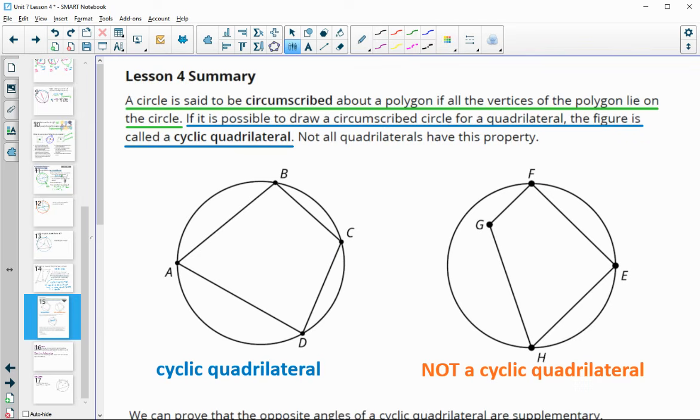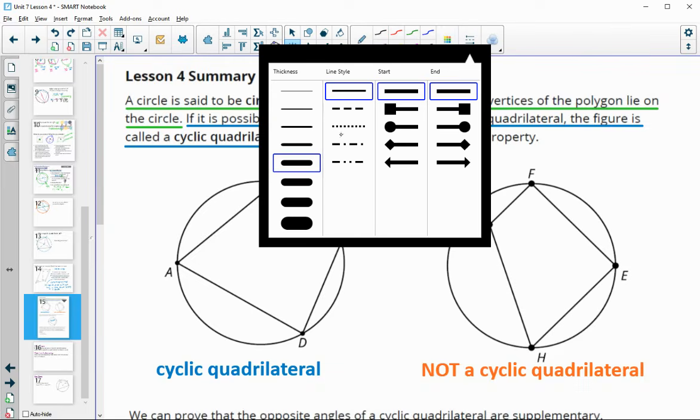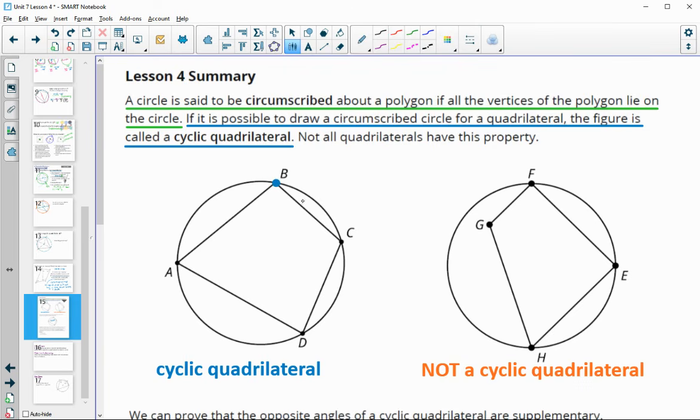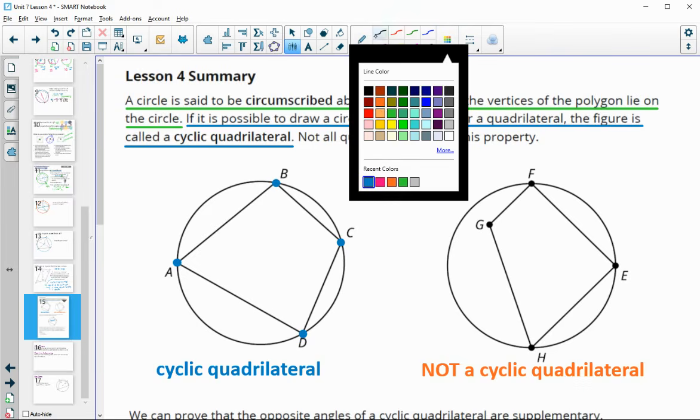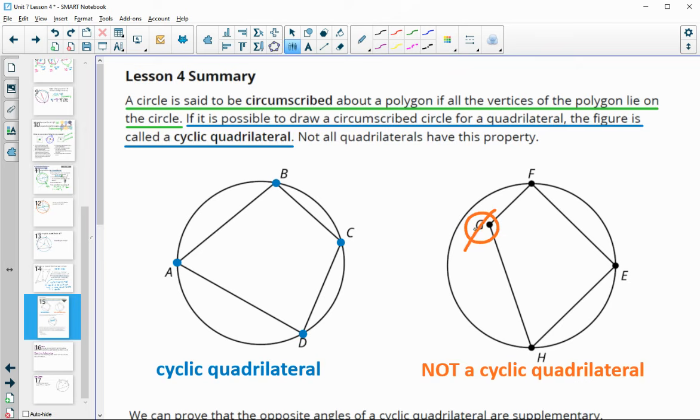All right, then let's take a look at the lesson summary. We said a circle is said to be circumscribed about a polygon, or around a polygon, if all of the vertices of that polygon land on the circle. We see that this one here has all the vertices landing on the circle, so this is a cyclic quadrilateral, versus this one is not, because G is not on the edge of the circle. So this one is not cyclic.